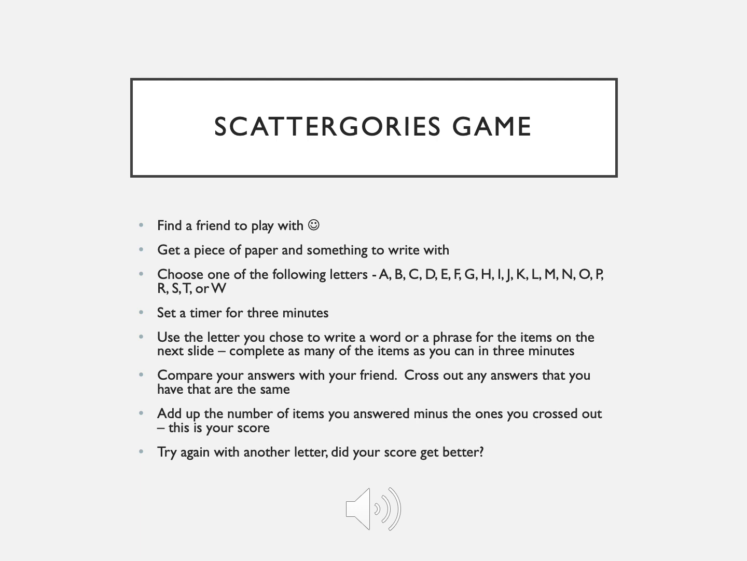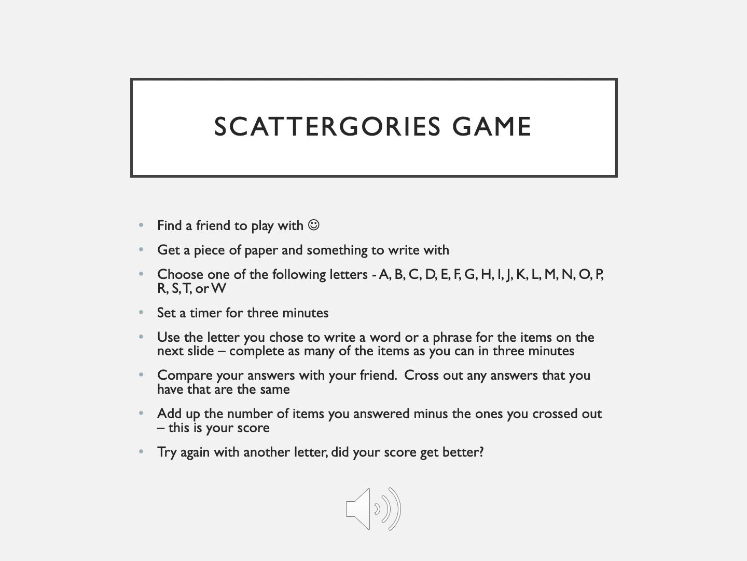So you're going to pick one of the categories, and you're going to pick one of the letters. I might pick letter A, and then I would look at slide 6, and I might pick things you store items in. And so I would write down within those 3 minutes everything I can think of that I might store items in, starting with the letter A. Within those 3 minutes, you're going to write as many things down as you can, and then compare and contrast your answers with someone else.